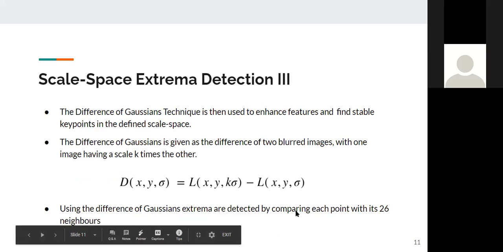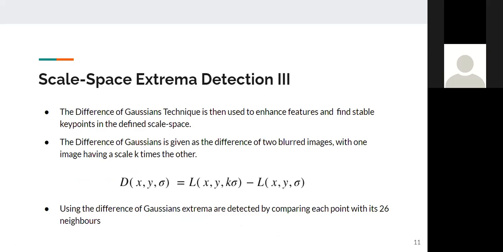And the difference of Gaussians technique is then used to enhance features and find stable key points in the scale space we defined. And by enhance features, I mean make corners and edges more prominent. The difference of Gaussians is given as the difference of 2 blurred images, with one image having a scale k times the other. So as you can see in the equation below, one image is a function of sigma and one image is a function of k times sigma.